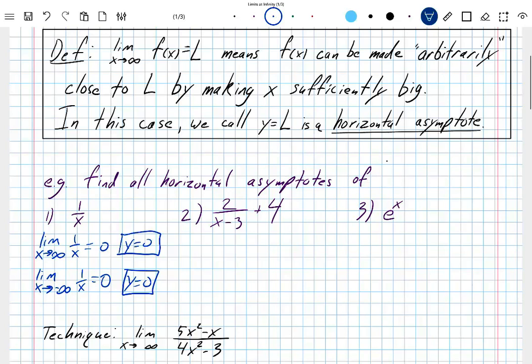So thanks to some limit laws, we can also play the same game with slightly more complicated functions. In this case, the limit as x goes to infinity of 2 over x minus 3, plus 4. I can actually just separate this out and say this is the limit as x goes to infinity of 2 over x minus 3, plus the limit as x goes to infinity of 4. Okay, thanks, limit laws. Doing these separately, there's a little trick here.